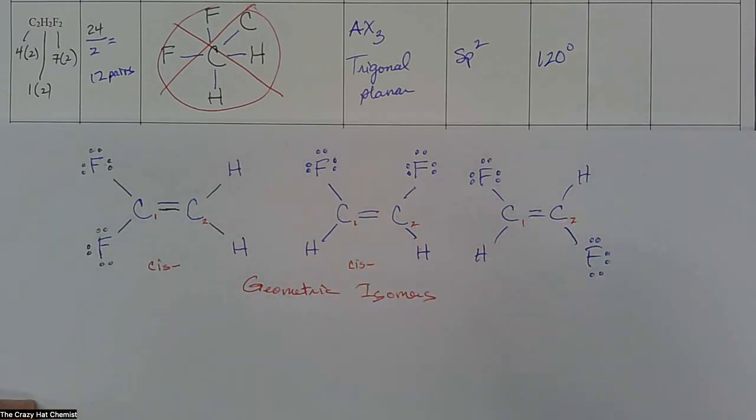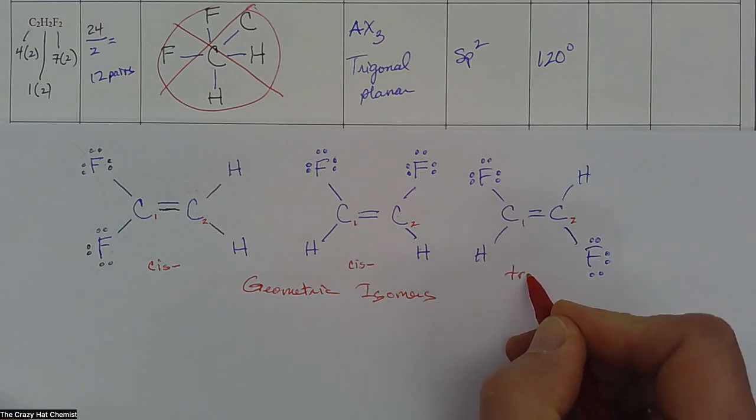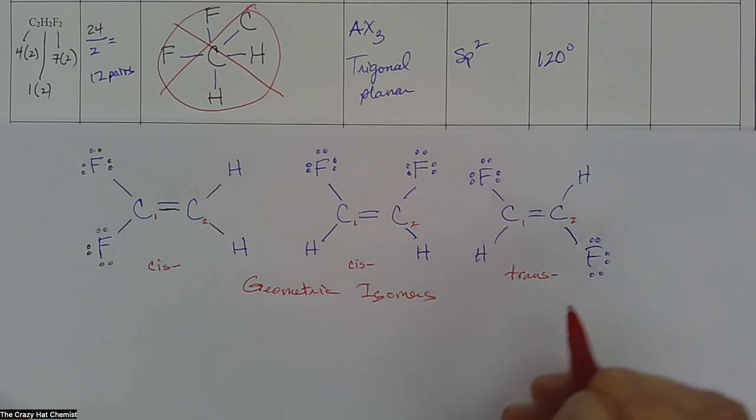Whereas this one is like transcontinental railroad. So the transcontinental railroad goes across. And so you should see that the fluorines are now across. They are not on the same side. So this is a trans-like structure because it's transcontinental railroad, okay?